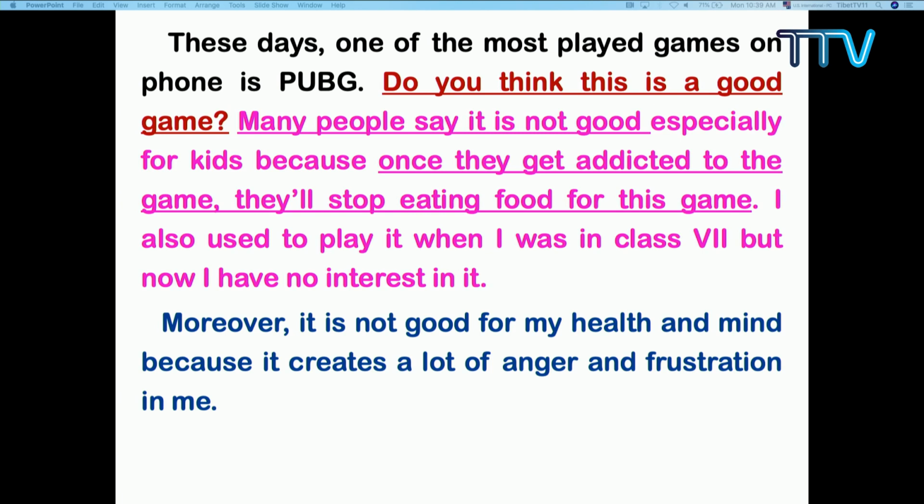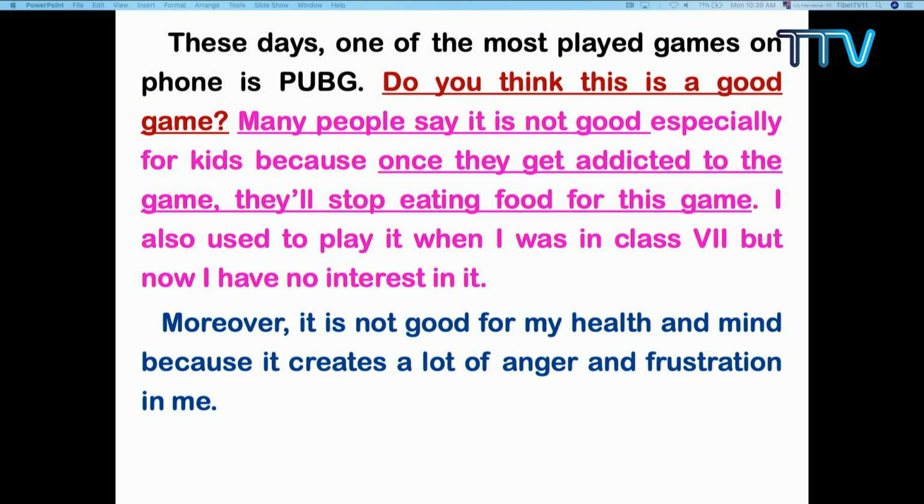So, these days one of the most played games on phone is PUBG. What type of sentence is this? Of course, this is a simple sentence. And the second sentence, do you think this is a good game? Again, a simple sentence, but based on function, if you remember, this is a type of interrogative sentence, the sentence that poses a question, isn't it? So, I have deliberately added this sentence in order to help you get an idea about, or review, the interrogative sentence.